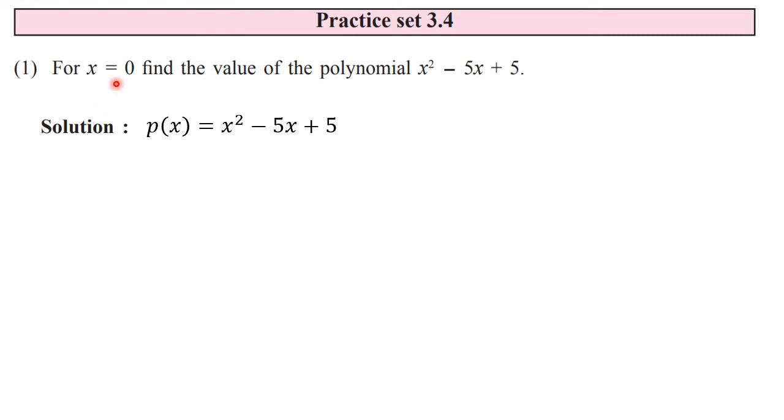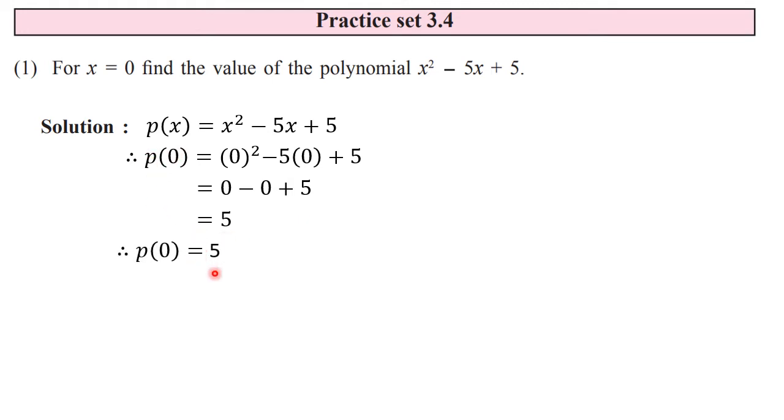Now we have to substitute x is equal to 0 here. We have to find out p of 0. So everywhere we are going to replace x by 0. So therefore p of 0, see in place of x simply go on writing 0, is equal to 0 square minus 5 into 0 plus 5. So 0 square is 0, minus 5 into 0 is also 0. So our answer is 0 minus 0 plus 5, that is plus 5. So we can write that p of 0 is equal to 5, or value of this polynomial for x is equal to 0 is 5. Let's go ahead towards second question.